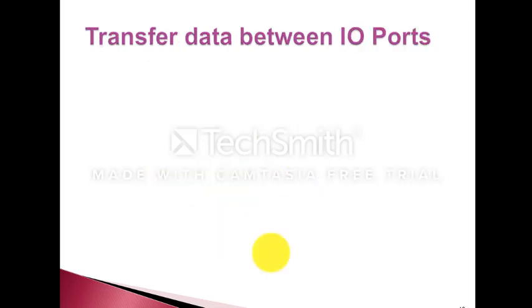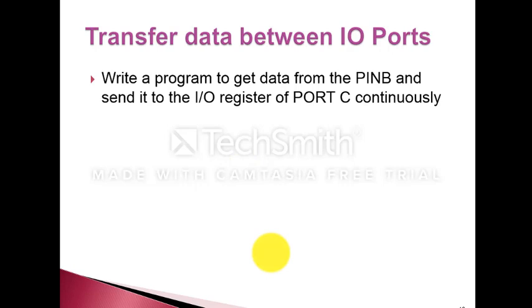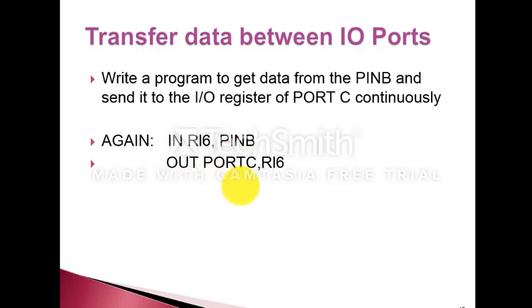Transfer data between IO ports. Now here is a program for you guys, and I hope you can do it. Write a program to get data from pin B and send it to the IO register of port C continuously. First of all, we will get some data from pin B into R16 by using the IN command, and then we will send that data to port C by using the OUT command. And as it is sent continuously, we should use some type of loop to make it continuous. Jump again, making it continuous. It is a forever loop.